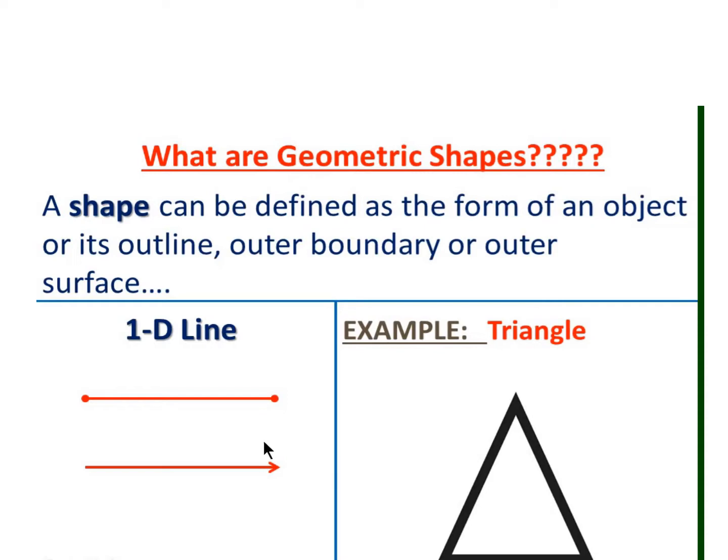So these several lines can create a shape, isn't it? When we join the lines, it can create a shape. This is the example of a shape. Let's learn more about shapes.